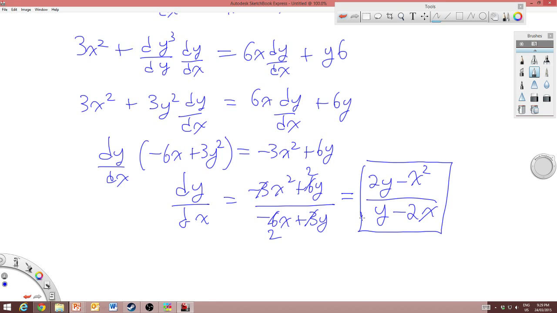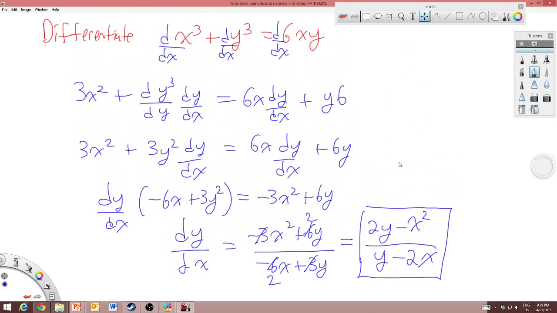Okay. All right. The key here is that when we take the derivative of a function of y, we can change it to this. Change it to dy cubed over dy times dy over dx.